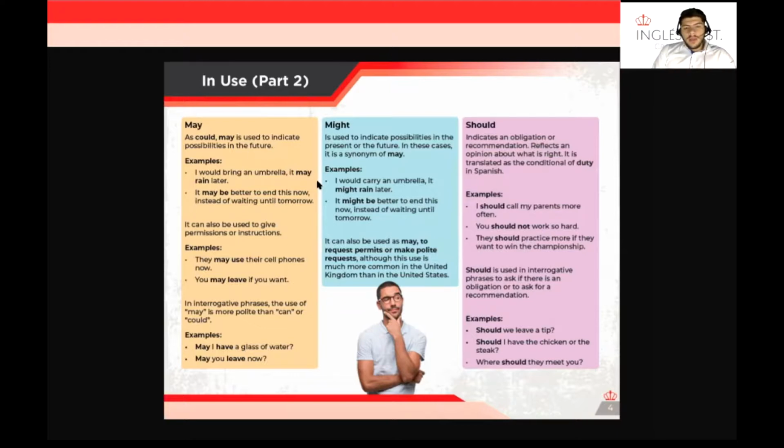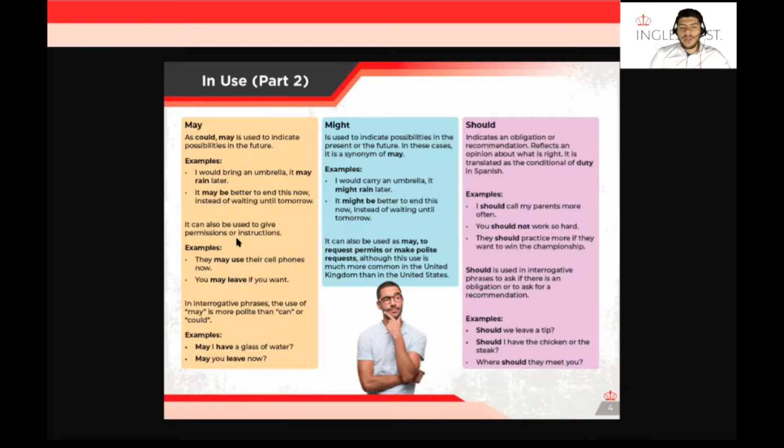Okay, so we know that may shares this usage with could. It can also be used to give permissions or instructions. Examples: they may use their cell phones now. You may leave if you want. This is very common in classrooms and in many other environments in which you give permission to do something. For example, when you are at a lecture or conference, the person usually says, you may be seated, right? Or you may stand, you may leave.